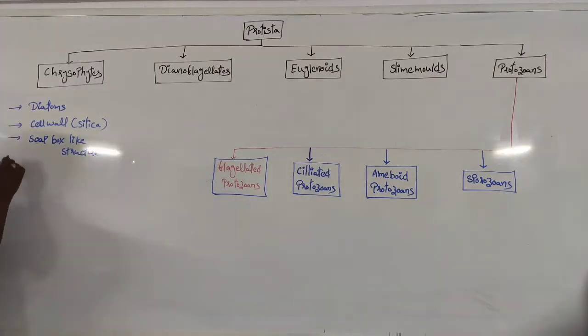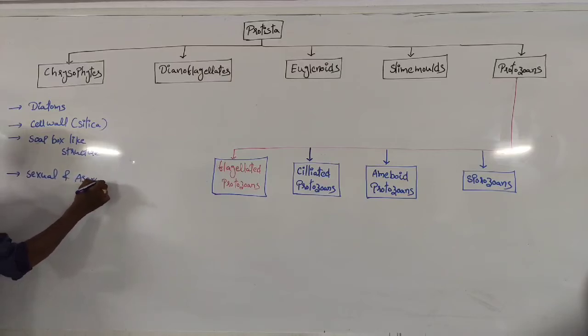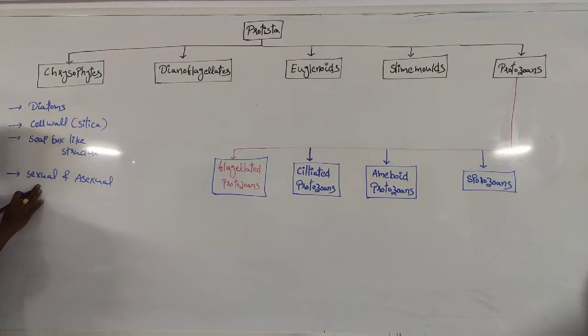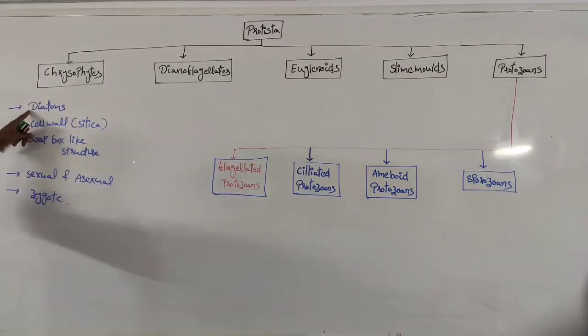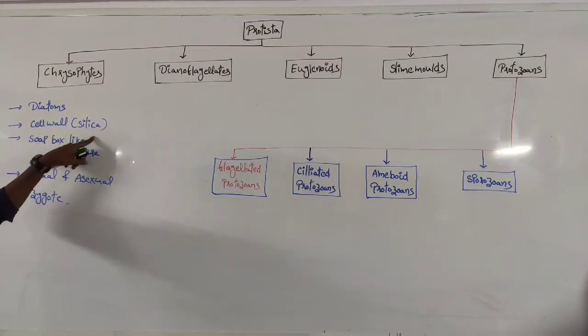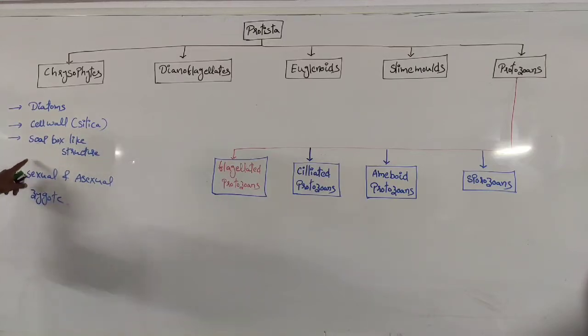And these organisms, entirely regarding all protista organisms, exhibit sexual reproduction and asexual reproduction, and they also have the capacity to produce the zygote. So chrysophytes, diatoms, which have a cell wall made up of silica and a soap box-like structure, execute sexual and asexual reproduction. There is a zygote formation stage, right? That is about the chrysophytes.